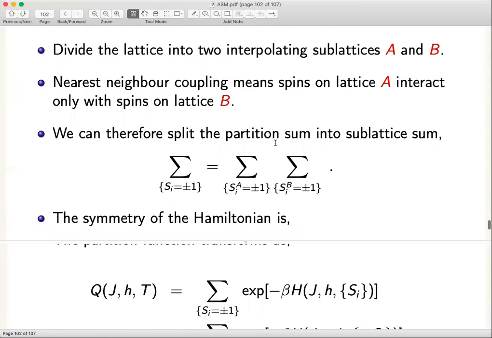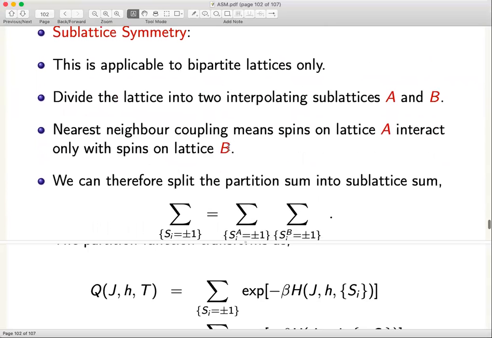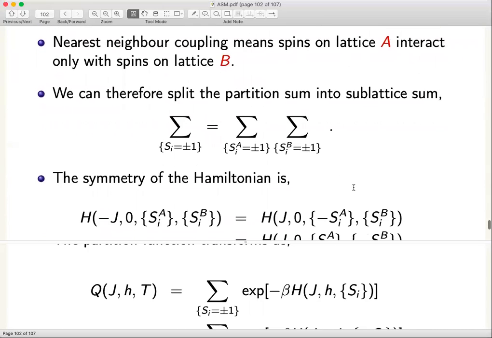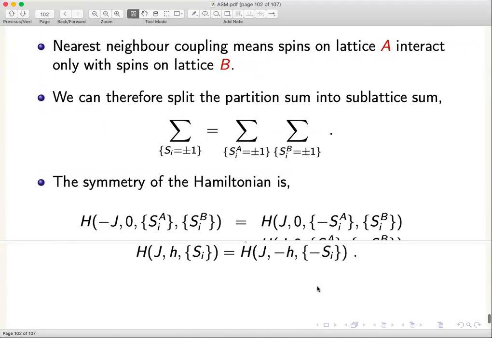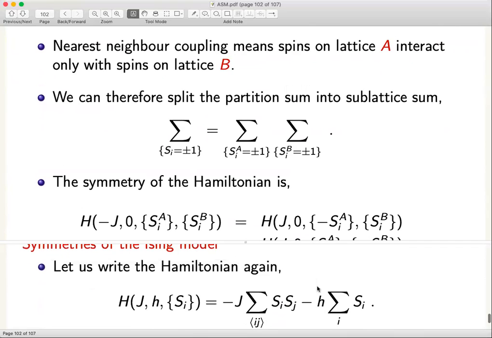Now if you have a bipartite lattice where you can do this split, then the Hamiltonian has an interesting symmetry. Let me go back to the Hamiltonian again. The original Hamiltonian can be written in terms of J, H, SiA, SiB. For the time being, let's set H equals 0, so that we don't have to worry about what the external stimulus would do.